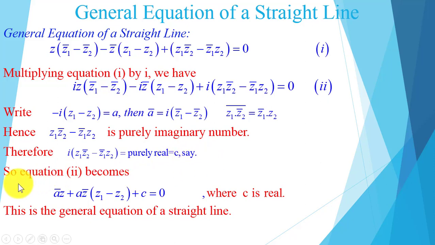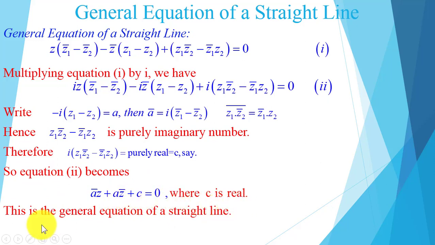So equation number 2 becomes this. If we take this minus i(z1 minus z2) equal to A, then this becomes A z bar, and this is A bar z, and this is equal to c. So equation 2 becomes A bar z plus A z bar plus c is equal to 0, where c is real. This is the general equation of a straight line.